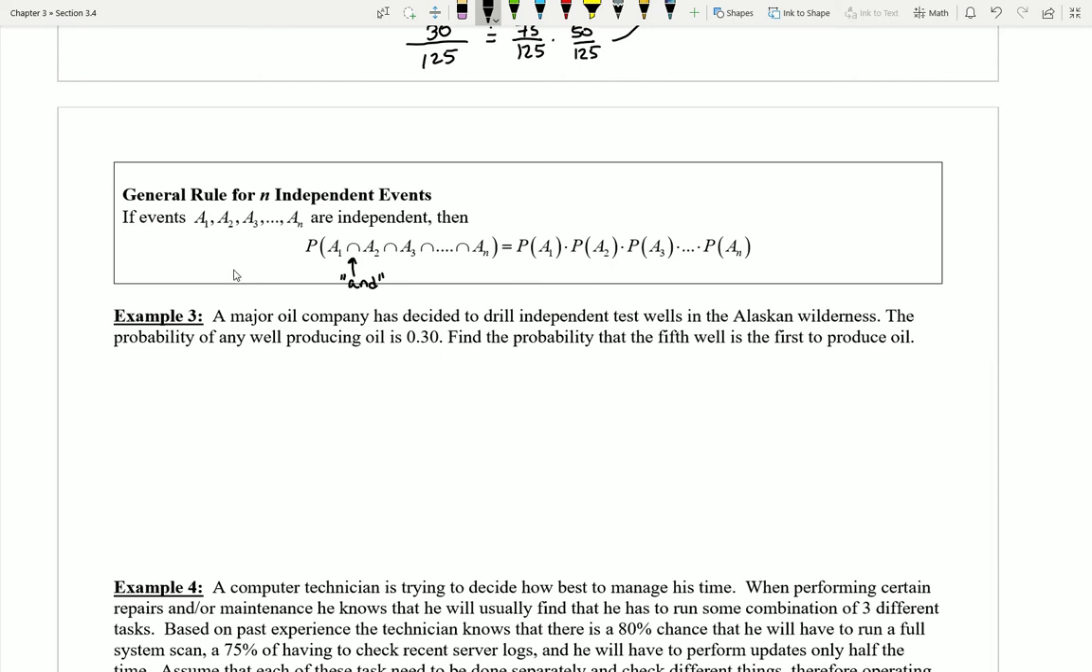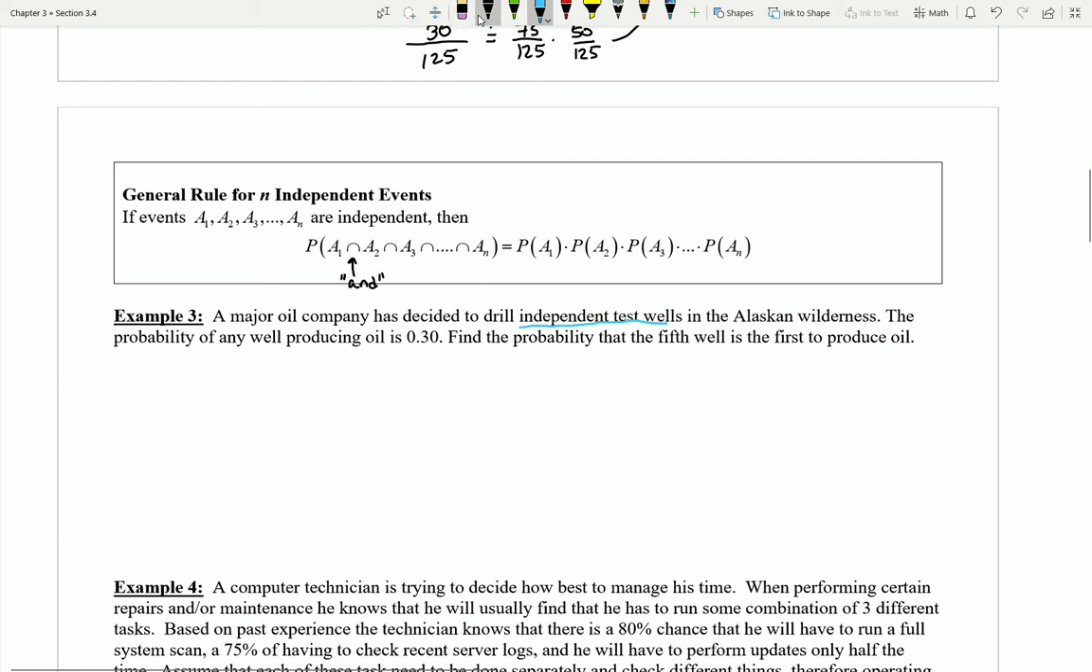A major oil company has decided to drill, very important buzzword here, independent test wells in the Alaskan wilderness. The probability that any well produces oil is 0.3, so 30%. Find the probability that the fifth well is the first one to produce oil.